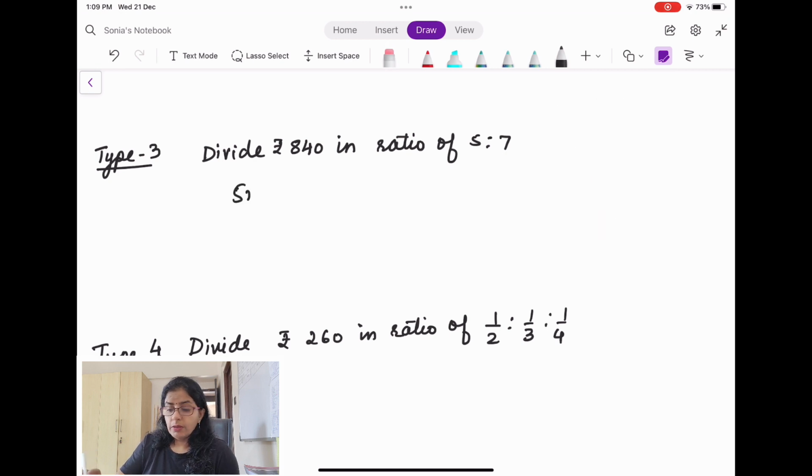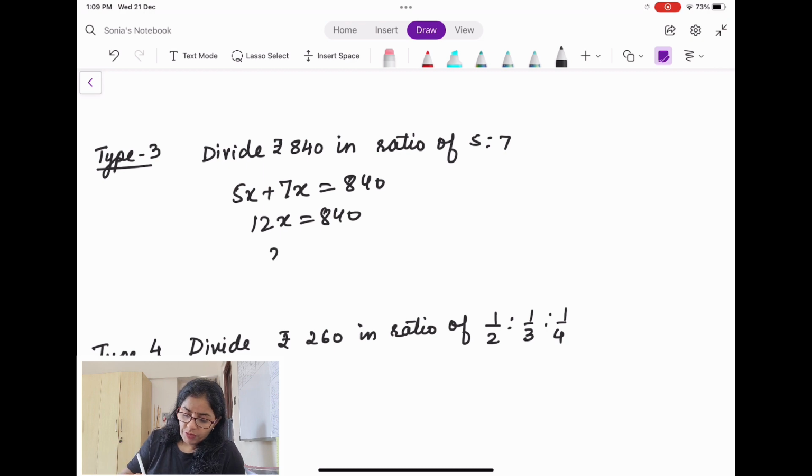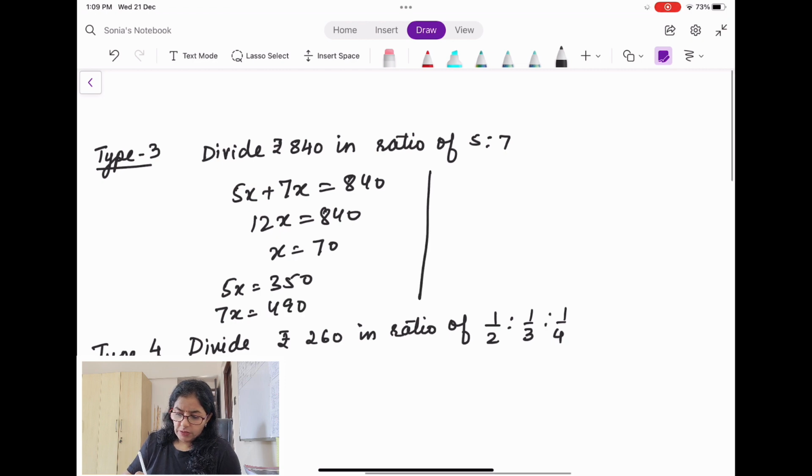That's a formula. But what is our desi method? The desi method is to take the parts as 5x plus 7x is equal to 840, 12x is equal to 840, x is equal to 70. Now we can find 5x, that is 350, and 7x, that is 490, and the sum is 840.